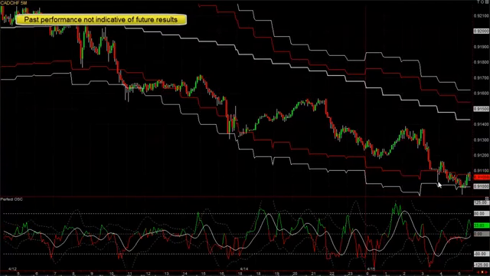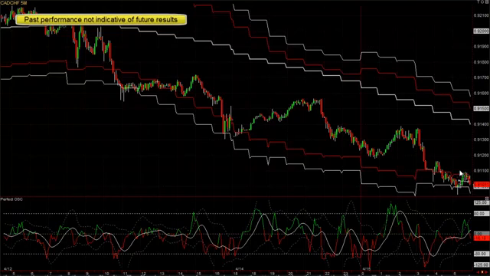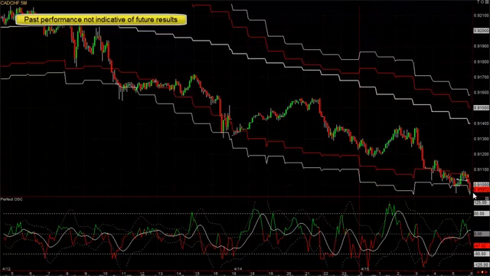All right, so you get a pullback right here. If it goes underneath this low right here, you might say you want to go short. Put your stop just above the high, so you can see you're risking less than 10 pips. Now keep in mind the lower band's right here. It's likely to, at some point, maybe within 5 to 20 pips underneath there, bounce and come back up.